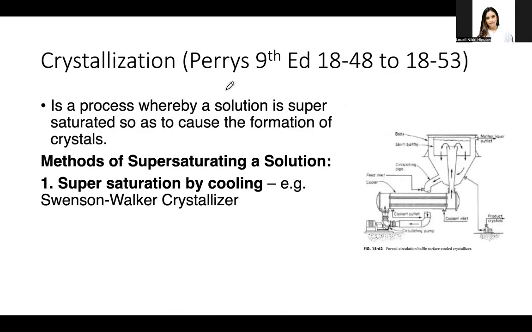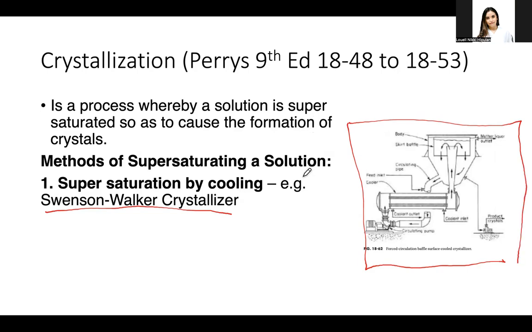Now, there are several ways to achieve supersaturation. The first one is supersaturation by cooling. So you need to cool the solution. An example of a crystallizer is the Swenson Walker crystallizer. So this is the Swenson crystallizer. It can be seen on figure 18-62 on the ninth edition.